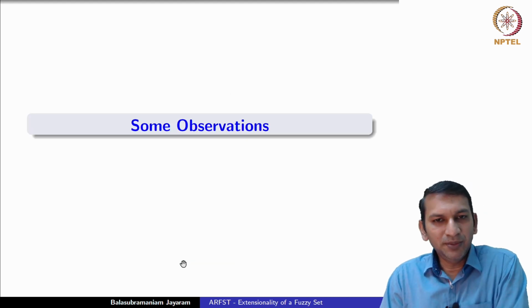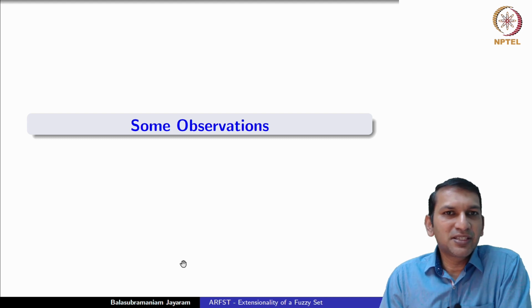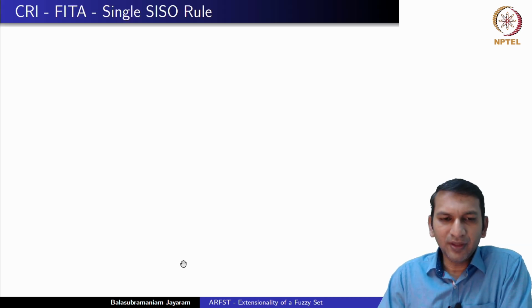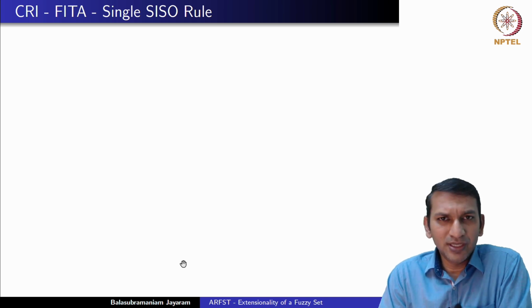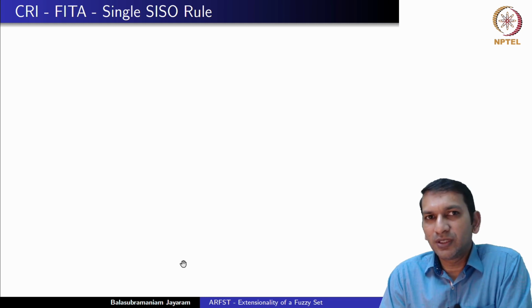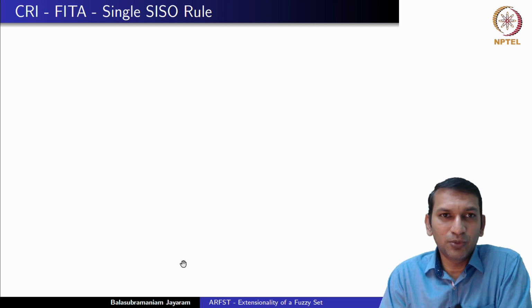Before moving to this concept, let's make some interesting observations. Let us consider a single SISO rule, single input, single output rule, and let's use this in the CRI inference mechanism. Of course, in this case, whether you use the FITA or the FATI inference strategy, both are the same because we have only a single rule.